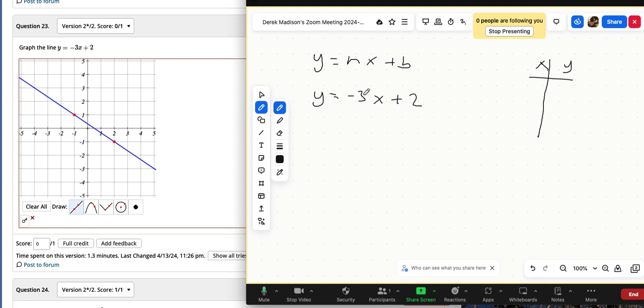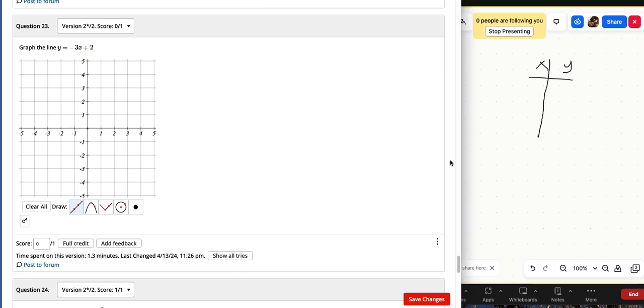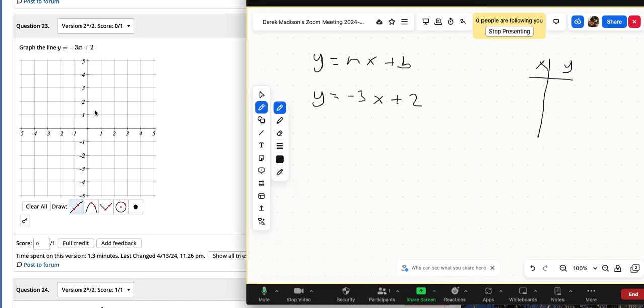So in this case, we know our slope is negative 3 and our y-intercept is 2. That's what those two things mean. So we're going to start our line at 2.